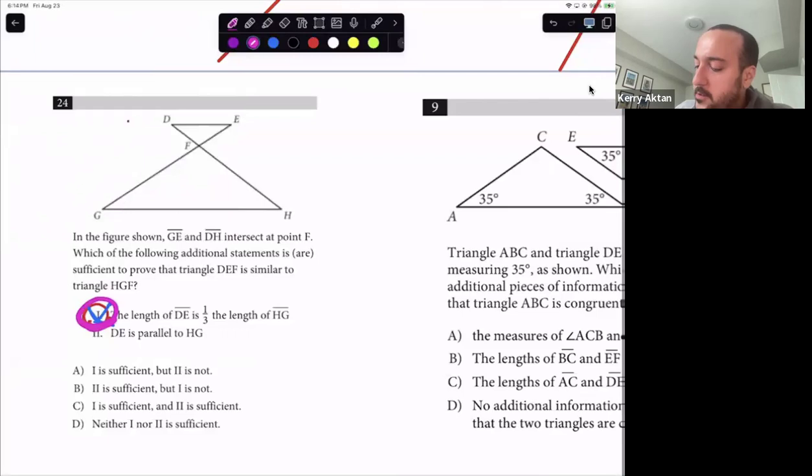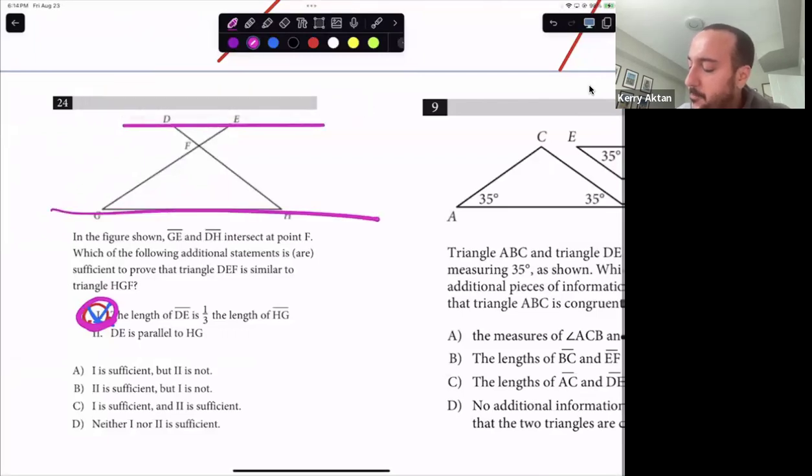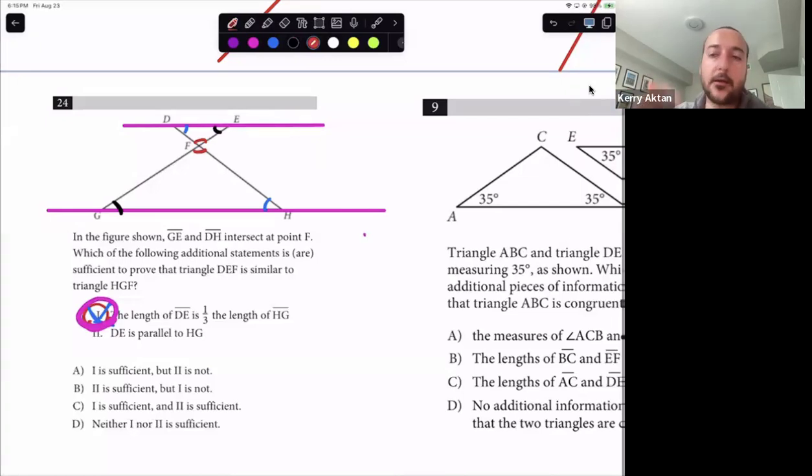Whereas if these two lines are parallel, again, if these two lines are parallel, check this out. Now you know that this angle and this angle correspond, this angle and this angle correspond, and off the rip, those were the same. You knew that. So if all the angles are the same in a set of triangles, they are definitely similar. All right. So that was number 24.